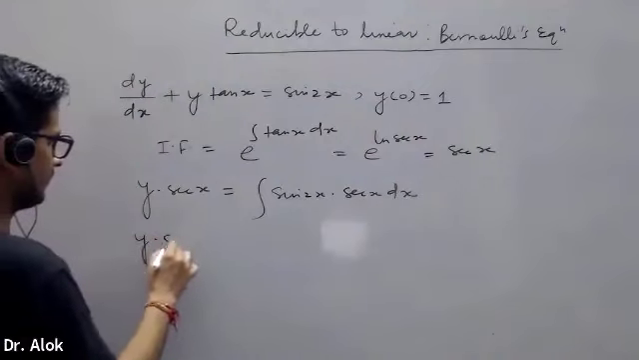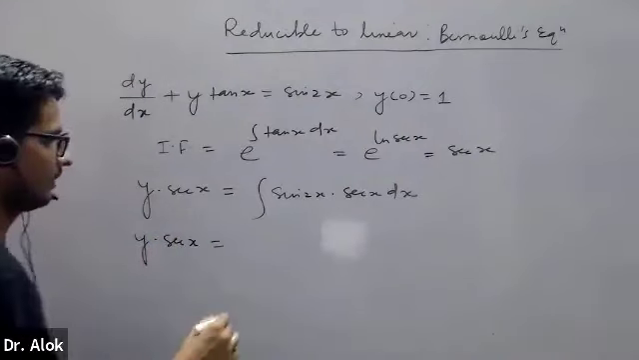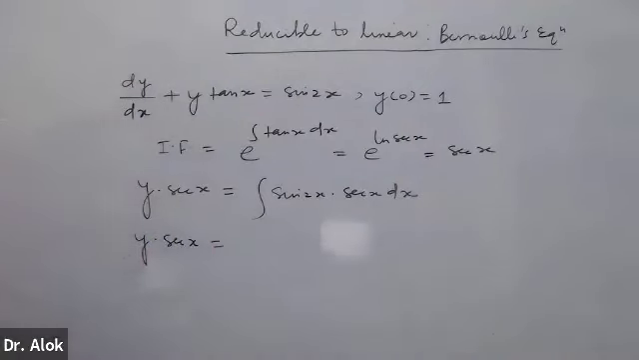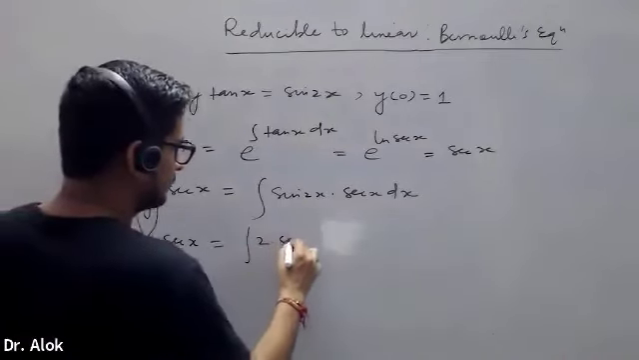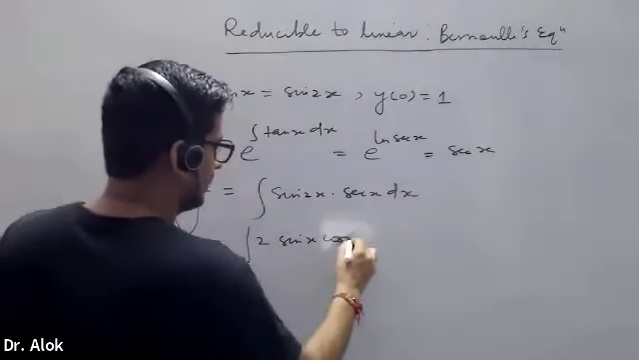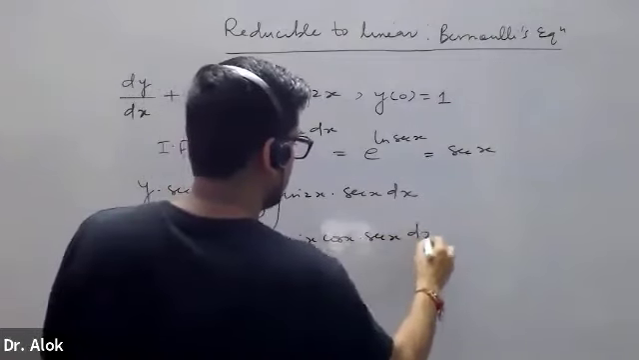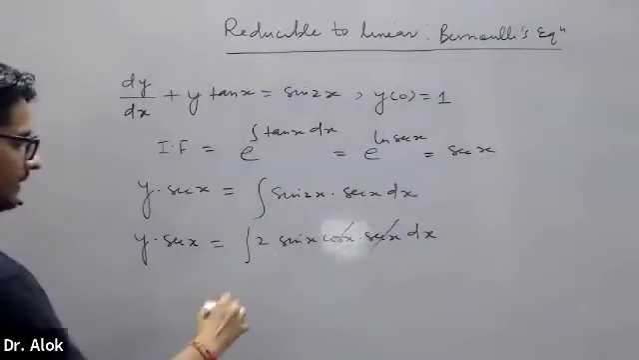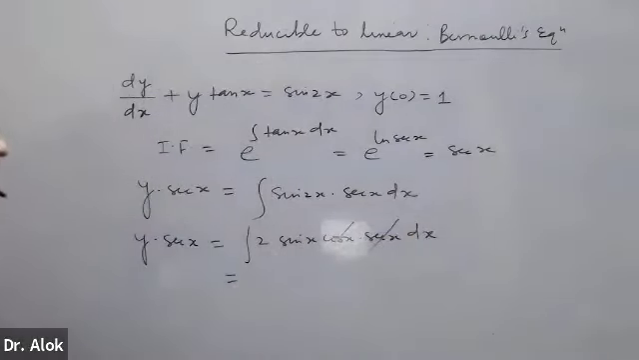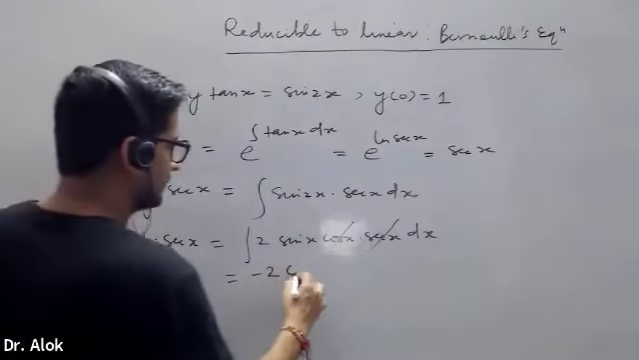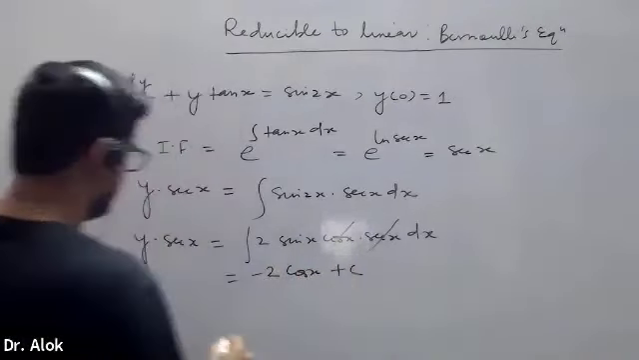Okay? And this will be given as y into sec of x is equal to, ye kya hoga zara integration? How will this be done? Sine 2x is equal to 2 sin x cos x, and this will become sin x cos x into sec of x dx. The cos x will cancel, and the integral of sin is minus cos, so it will become minus 2 cos x plus c.